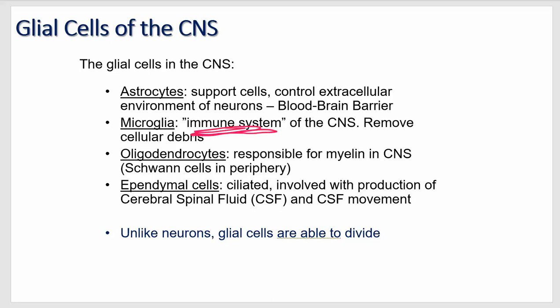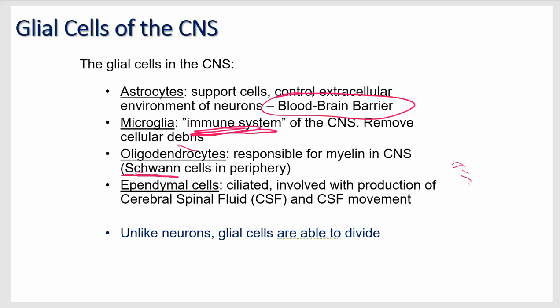Okay, so astrocytes, again, that's everything I just said. Support cells control the extracellular environment of neurons, and they form the blood-brain barrier. Microglia, immune system, and they remove debris. Oligodendrocytes are responsible for myelin in the CNS, and Schwann cells are responsible for myelin in the peripheral nervous system. And the ependymal cells are ciliated, so they're pushing along the cerebral spinal fluid. They're involved with the production of CSF and CSF movement.